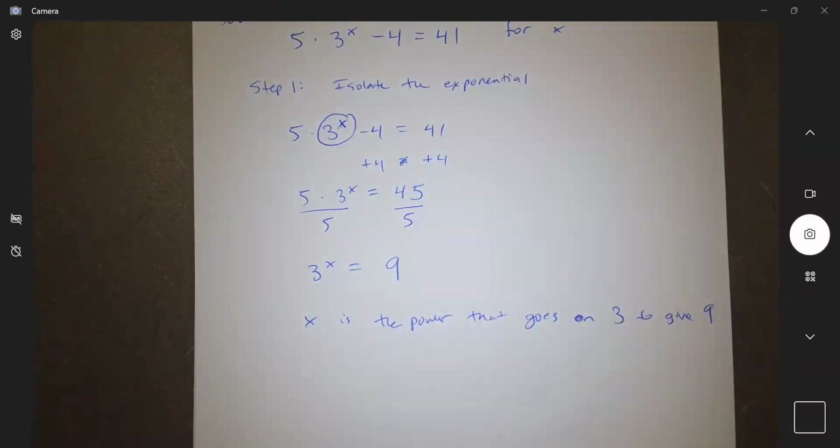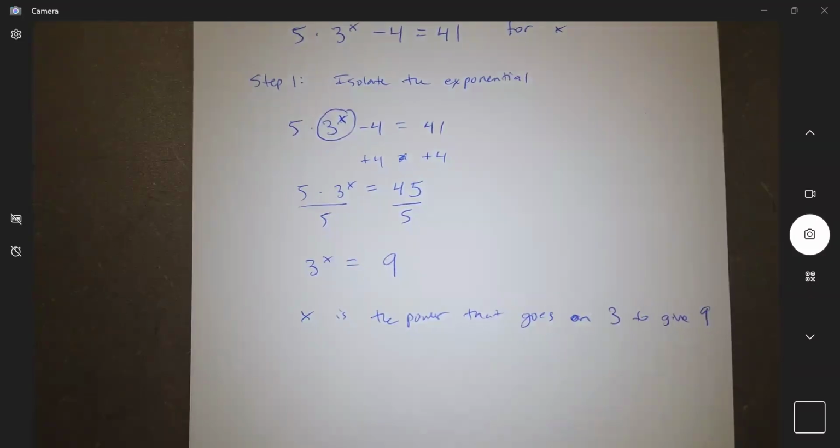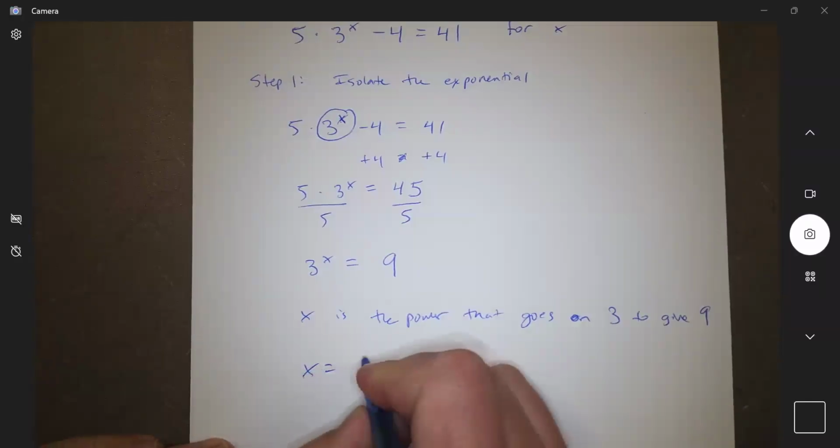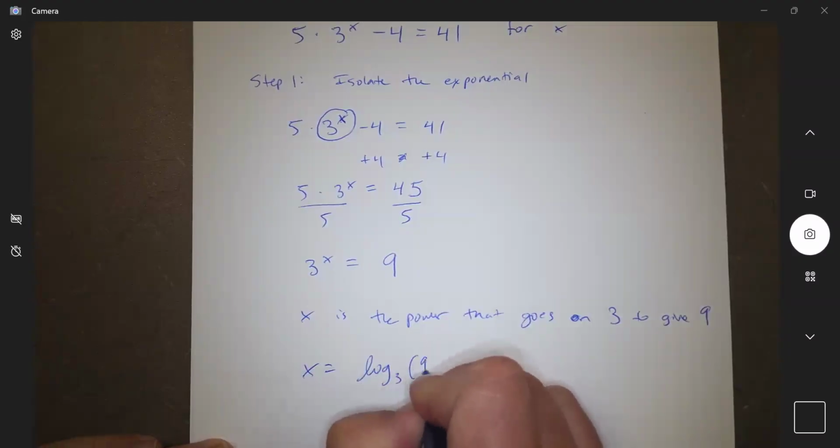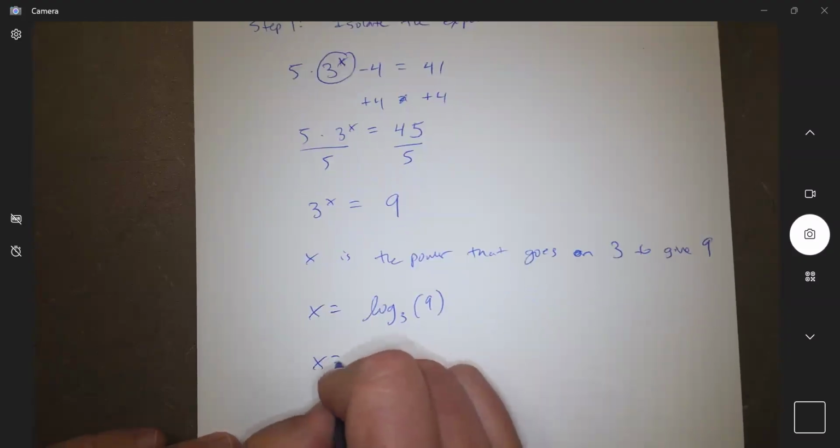And there are definitely some that are going to be more comfortable than others, right? If I asked 4 to the x equals 1024, that's probably not something you're going to pull out of your head, and that's okay. So x is the power that goes on 3 to give 9. Well, x is 2.